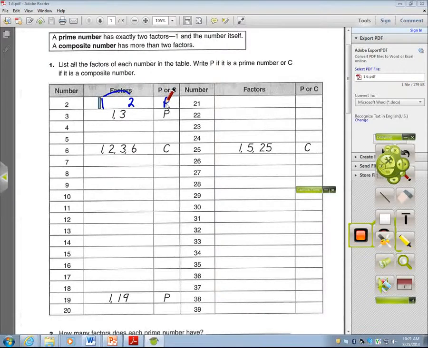Okay. All right. What about 4? What will we write up here for 4? What are the factors for 4? Okay. Keegan? 1, 2, and 4. Can I recommend you do it like this: 1 and 4, and then 2 and 2. This has more than 2 factors. What do you put here? It's not P this time. You put C for composite. So you have 1, 2, and 4.